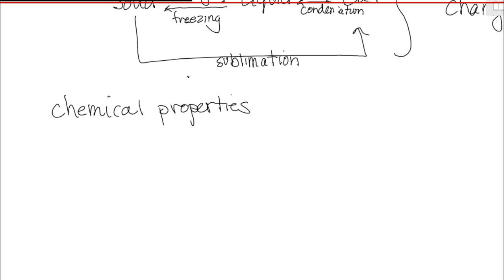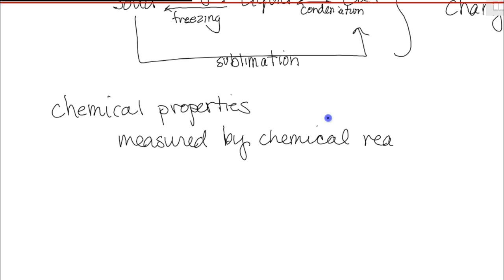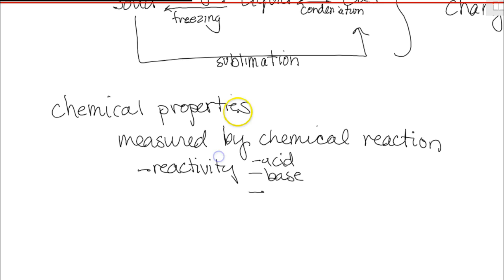Okay. Chemical properties are those that we measure, properties that are measured by chemical reaction. So in order to measure a chemical property, we're going to have to do some sort of reaction. Those properties might include reactivity. How likely is it to react with acid or base or other substances? Okay, that's one of them.